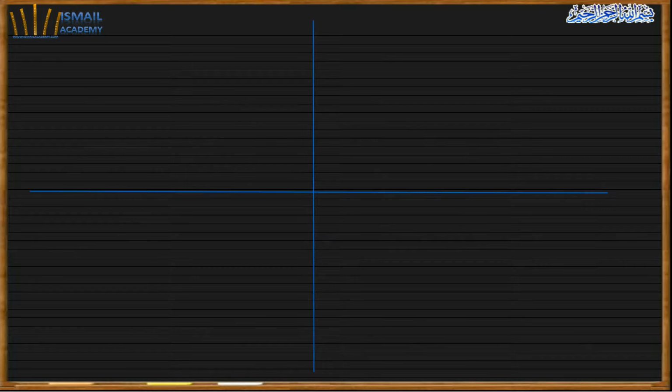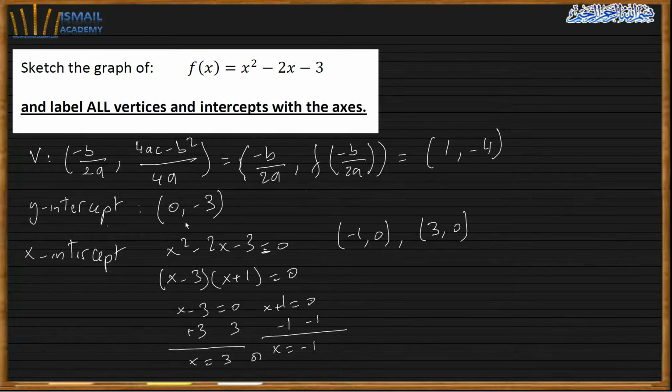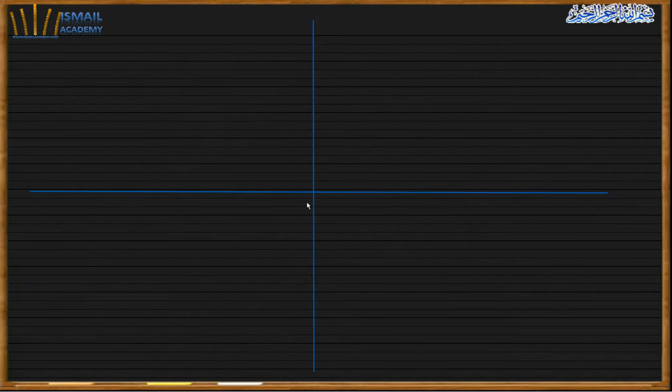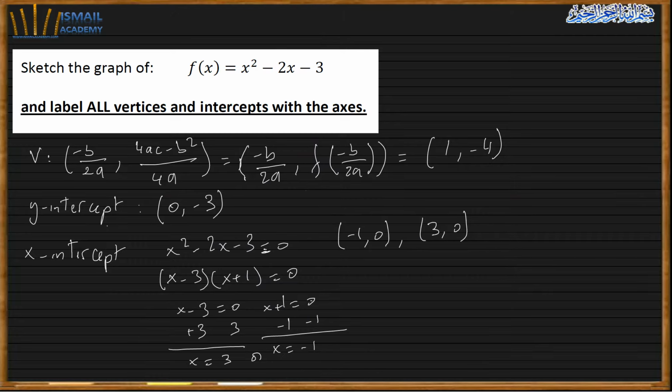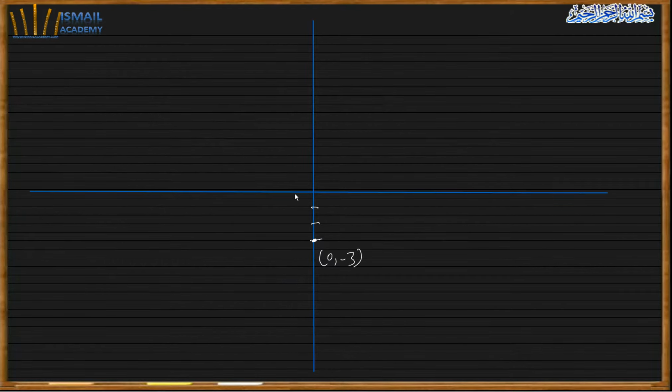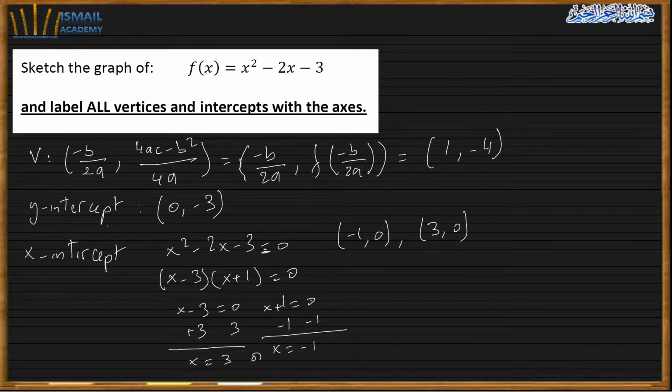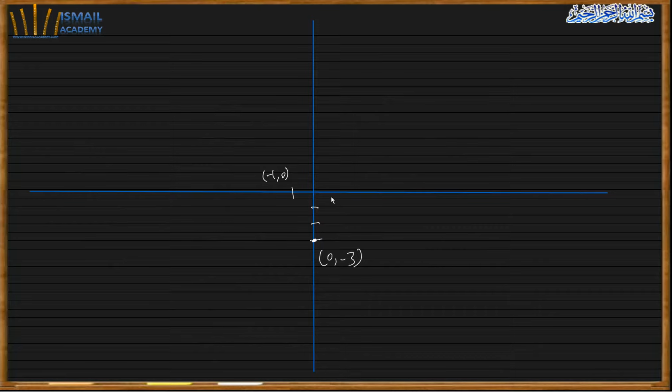So label my y-intercept, 0, -3. 1, 2, 3. So this is my 0, -3. Then I need to have x-intercept -1, 0. So -1, 0. And what else I need? I need the other one, which is 3, 0, 1, 2, 3. So 3, 0. So here they want to label it, so you have to put it as a point in the graph.